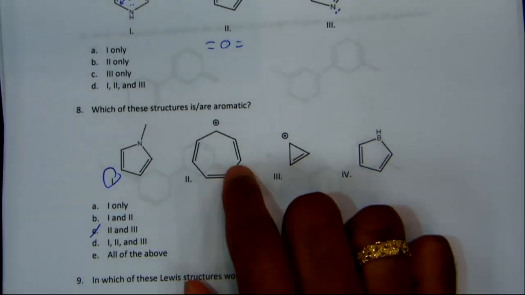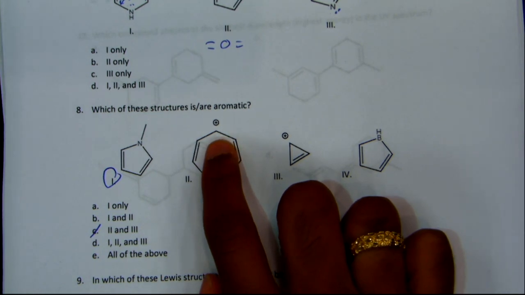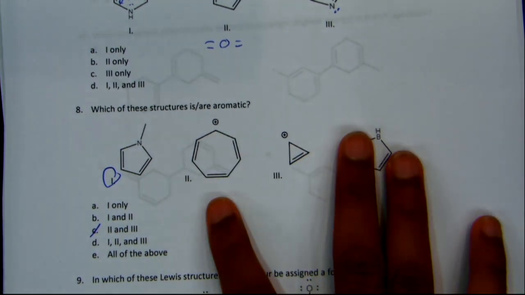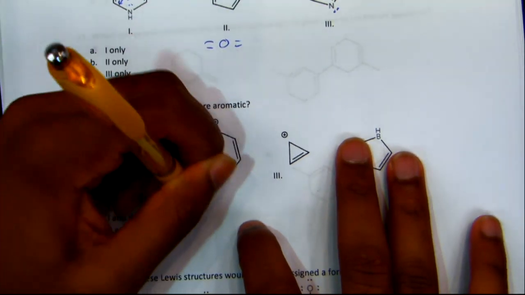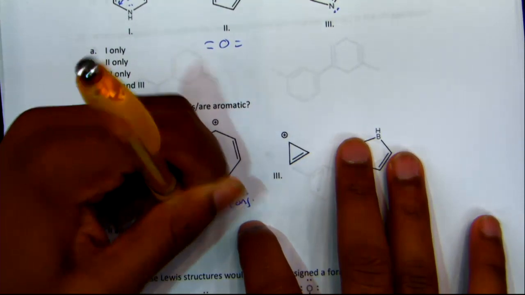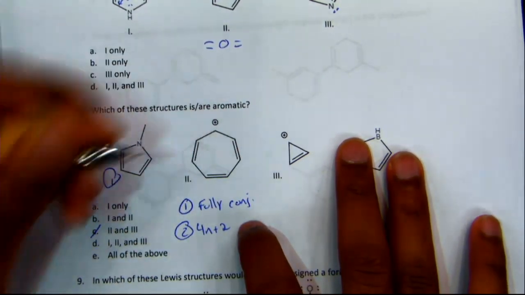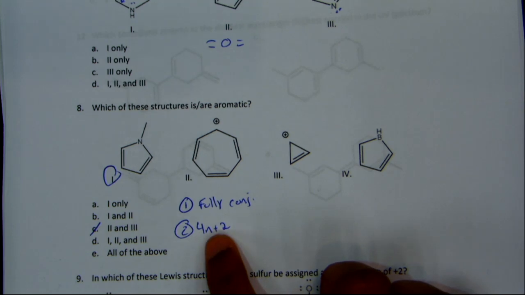2, 4, 6. Good, aromatic. This is sp2, so it has an empty p orbital. So that's definitely aromatic. So the two rules are, I think we went over this before, fully conjugated, and second rule, 4n plus 2. So if it's not fully conjugated and it satisfies Huckel's rule, then it's non-aromatic.